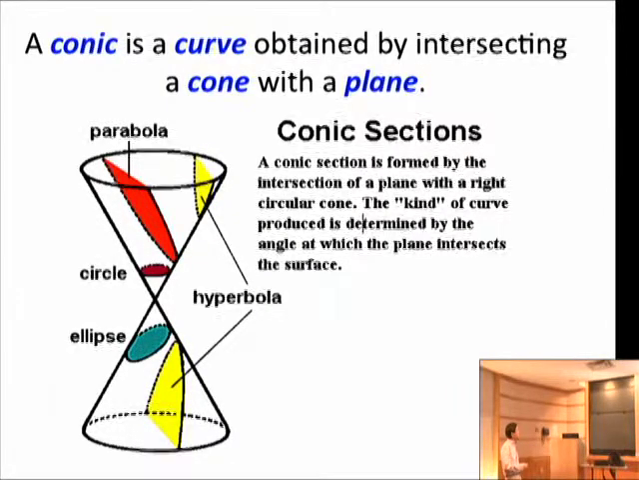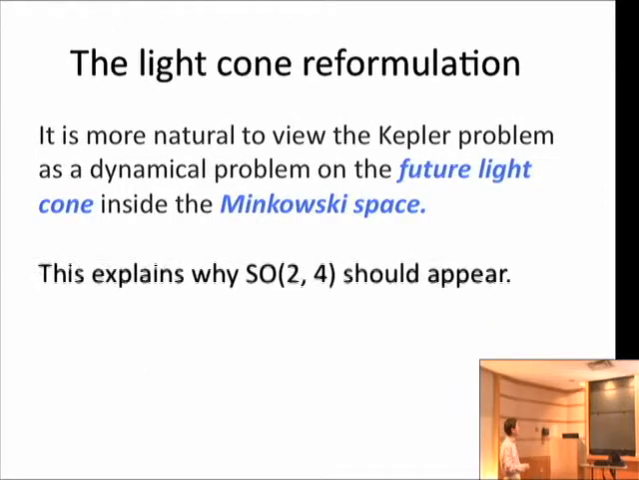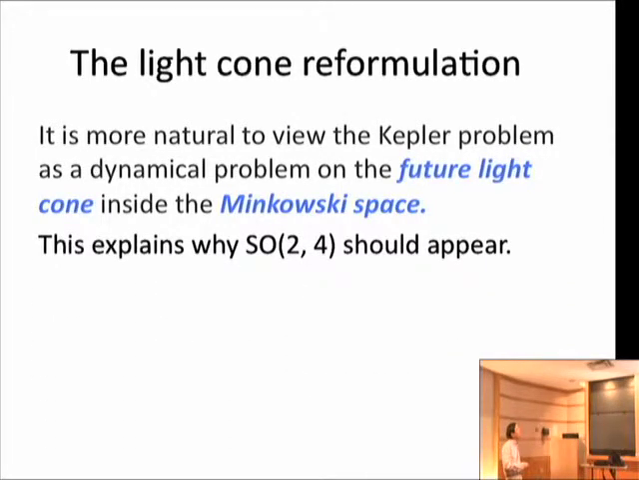In the Minkowski space-time. So here's my observation. It's called the light cone reformulation. In view of the previous slide, it's more natural to view the Kepler problem as a dynamic problem on the future light cone with the cone point removed, inside the Minkowski space. It's 4-dimensional, 3 plus 1 dimensional. Okay, and this explains why SO(2,4) should appear, because SO(2,4) is the conformal group of this space, well, conformally compactified. Okay, as the Lie algebra of this acts on this.